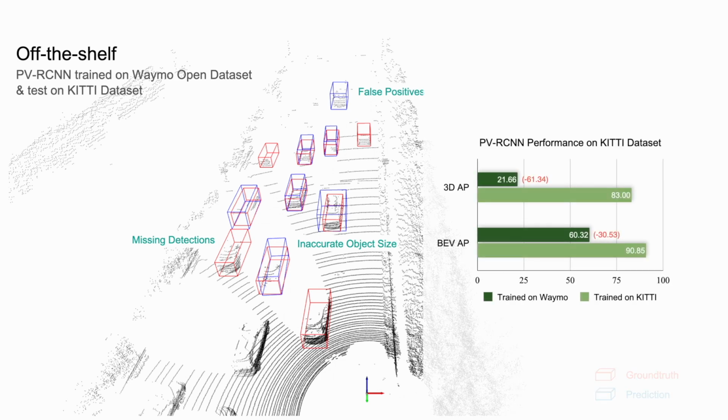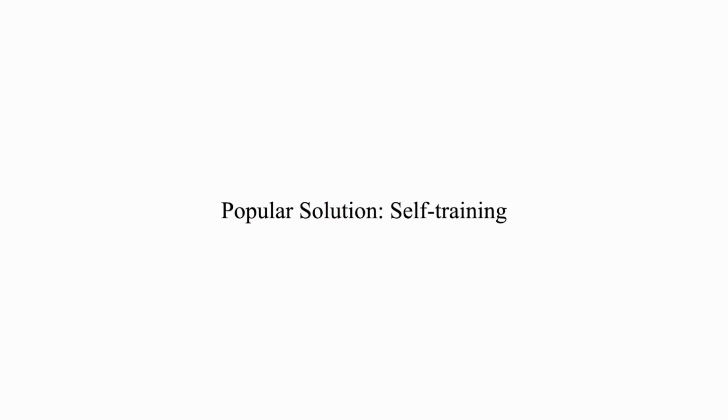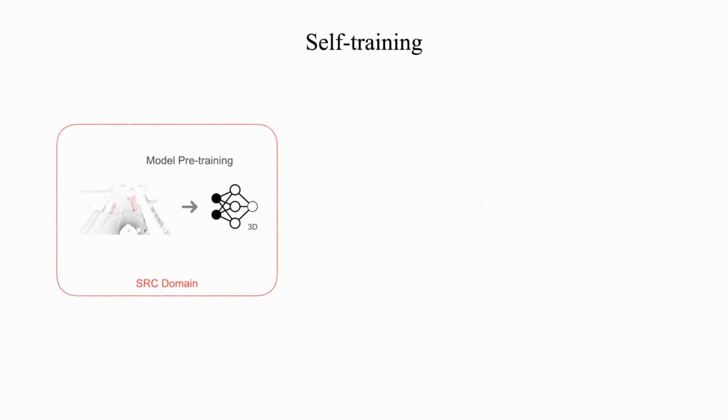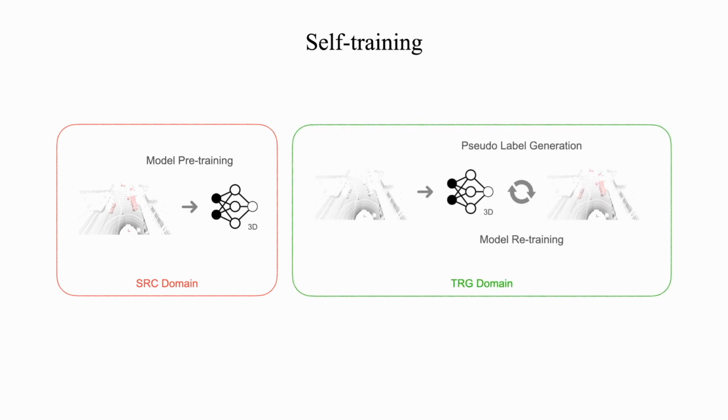So the performance gap between the detector trained on Waymo and the detector directly trained on KITTI is significant. To tackle these problems, one popular solution is using a self-training framework. The workflow involves initially pre-training a 3D detector on the source domain. Then we generate 3D labels and select the ones with higher confidence to fine-tune the original detector on the target domain. Since these labels are not ground truths, we refer to them as pseudo-labels.